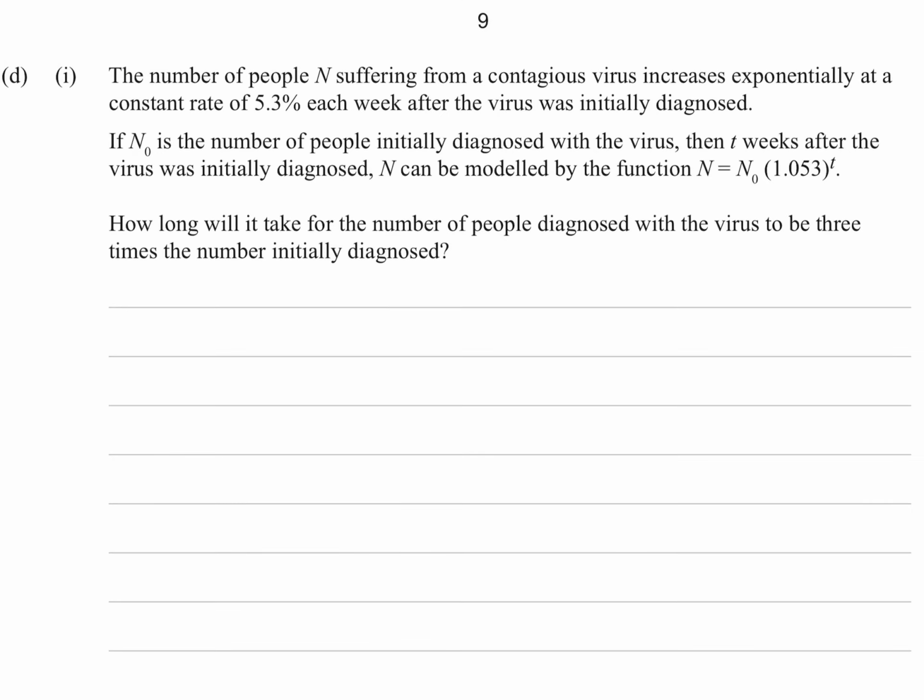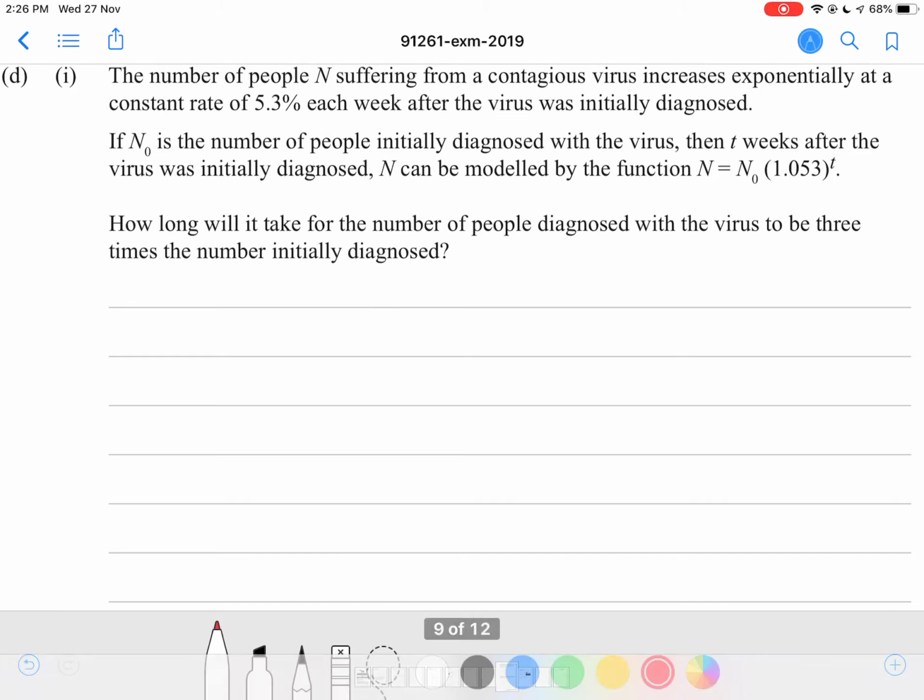Right, so part D(i). The number of people N suffering from a contagious virus increases exponentially at a constant rate of 5.3% each week after the virus was initially diagnosed. If N0 is the number of people initially diagnosed with the virus, then T weeks after the virus was initially diagnosed, N can be modeled by the function N equals N0 times 1.053 to the power of T. How long will it take for the number of people diagnosed with the virus to be 3 times the number initially diagnosed? So we want the number of people with the virus to be 3 times the initial diagnosed.